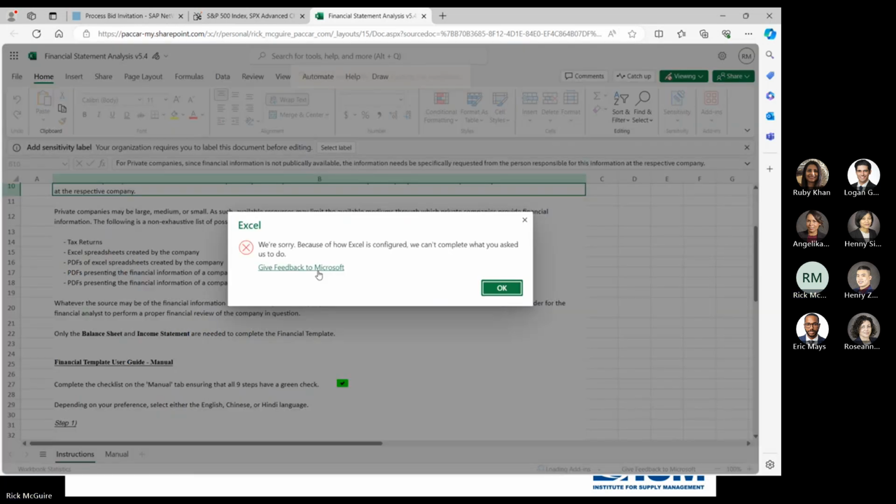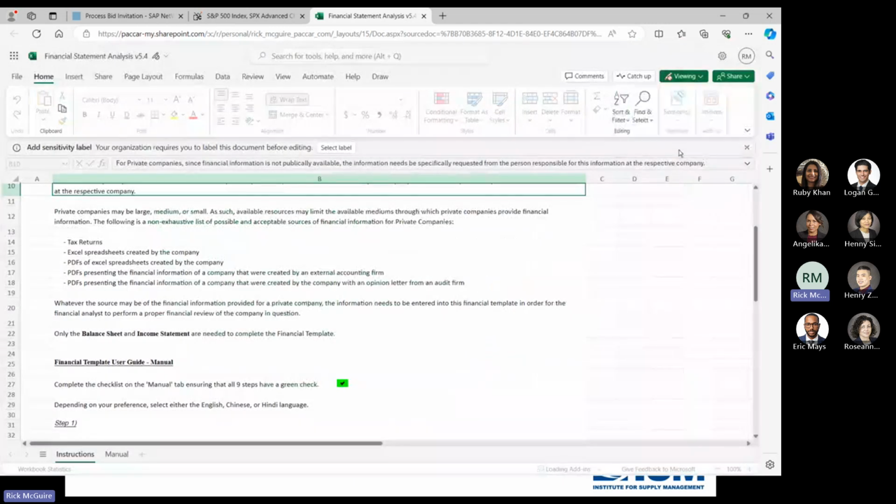Oh, come on. This new Excel just kind of drives me insane.